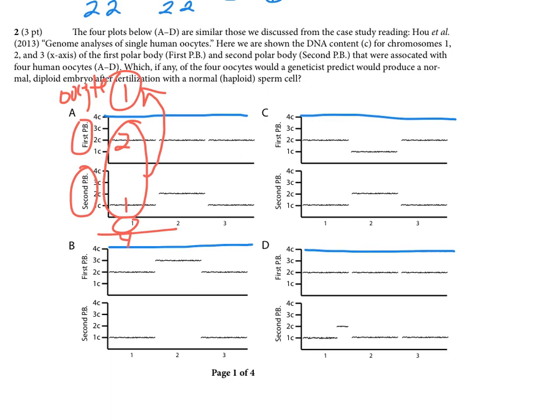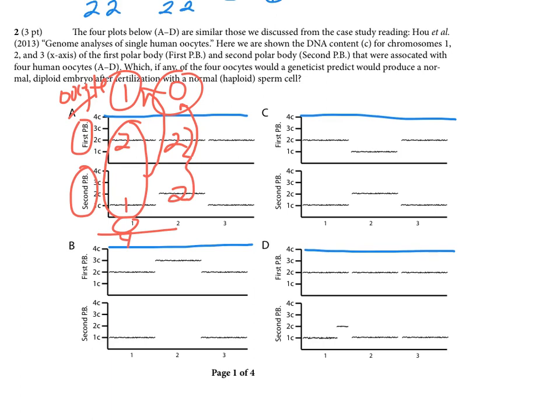An issue here is that there are 2 copies of chromosome 2 in the second polar body and 2 in the first. That's 4 out of 4, which means there are 0 copies of chromosome 2 in the oocyte in A. So A is not the answer.